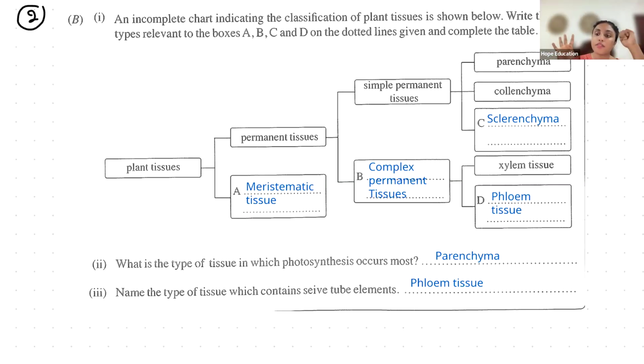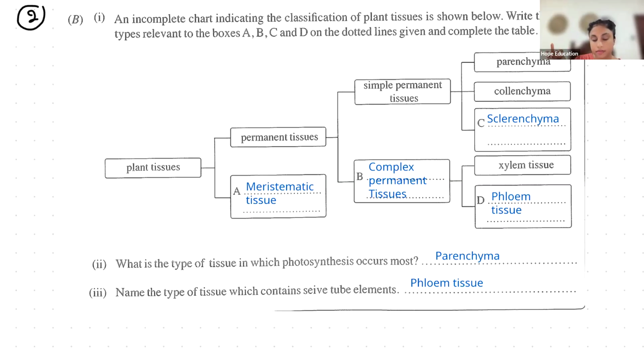In the xylem tissue, what are the four types of tissues? Xylem. Quickly, unmute and tell me. Xylem vessel element. Xylem vessel element transports water and minerals. Then tracheids. Tracheids also transport water and minerals.